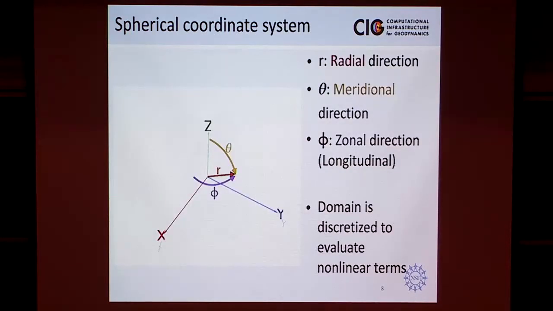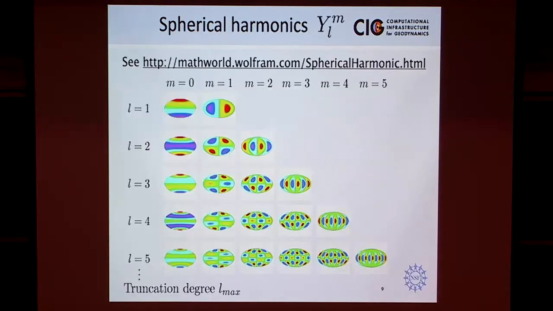So then, the most suitable coordinate system is spherical coordinates. So we solve the system with the radial direction, theta meridional direction, and phi zonal direction, and then we need to discretize the system with this coordinate system, and we also have to use spherical harmonics expansion. We have already seen this spherical harmonics twice or three times.